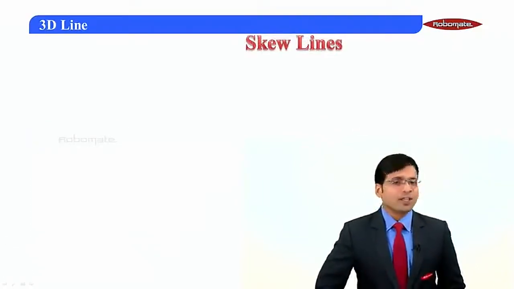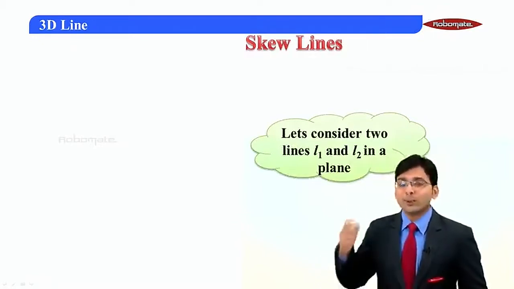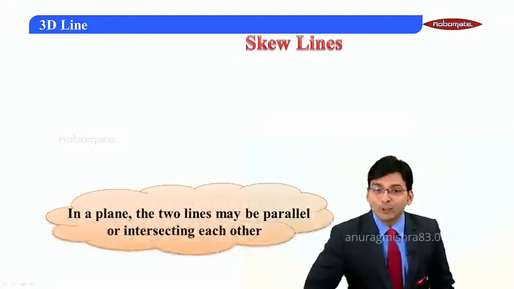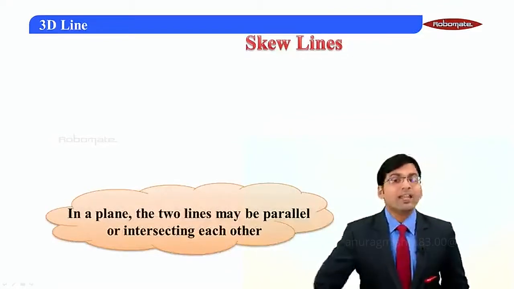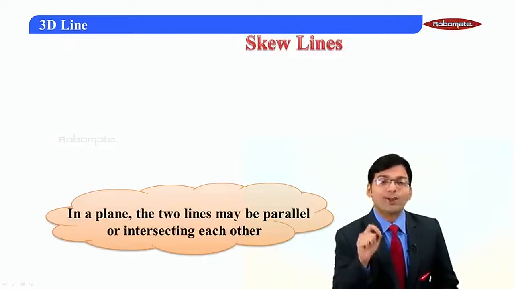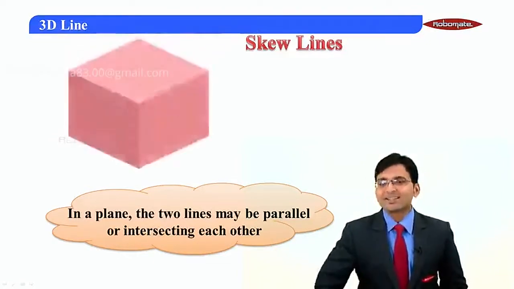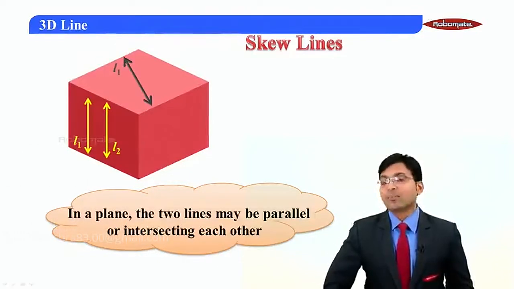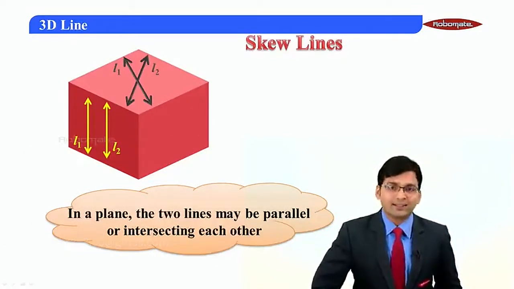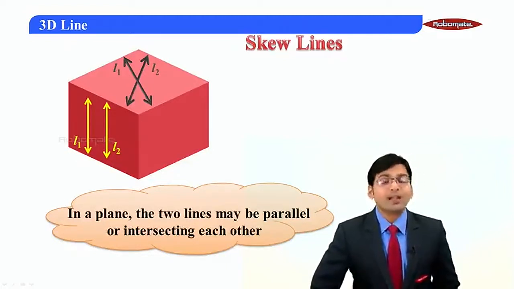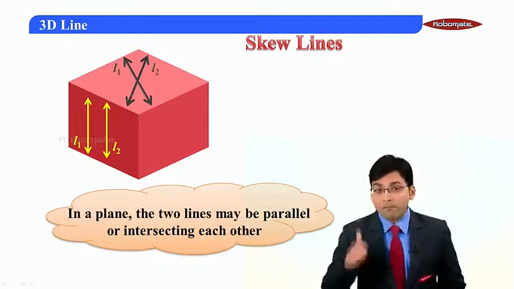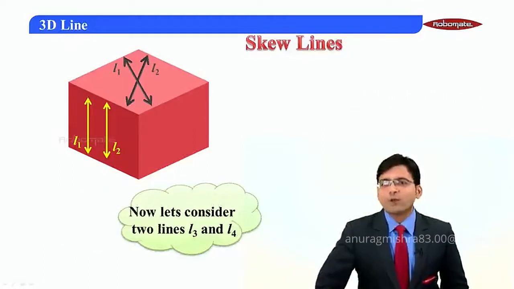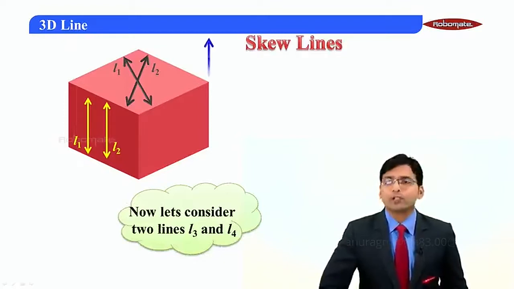So in skew lines, students, let's consider two lines L1 and L2 in a single plane. So let us start off by taking two lines in a plane. In a plane, any two lines may be parallel or intersecting each other. So let us consider these scenarios. Here is line L1, here is line L2. These are parallel or intersecting lines. Correct? So if somebody says there are two lines in a plane, we say the lines may be parallel or intersecting.